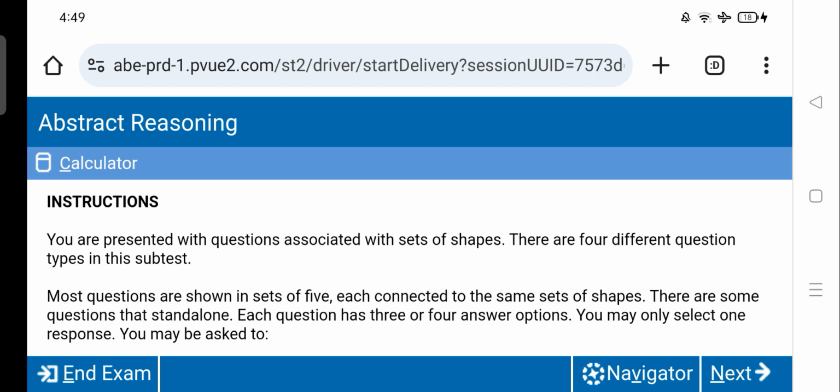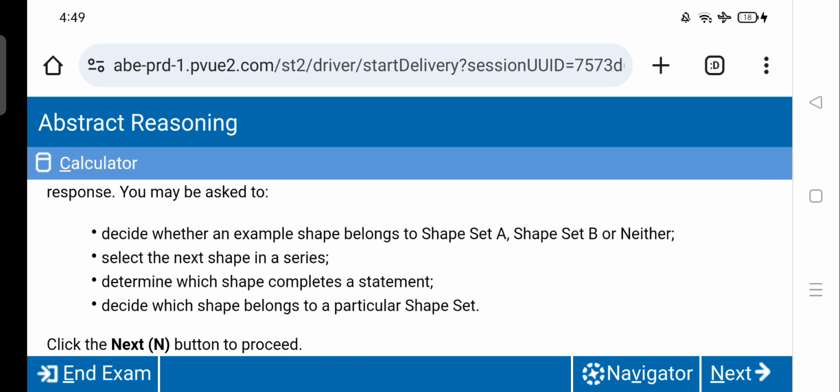You may be asked to decide whether an example shape belongs to shape set A, shape set B, or neither. Select the next shape in a series. Determine which shape completes a statement. Decide which shape belongs to a particular shape set. So click the next button to proceed.